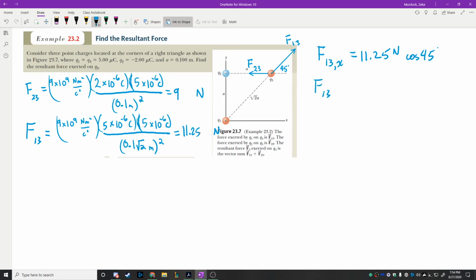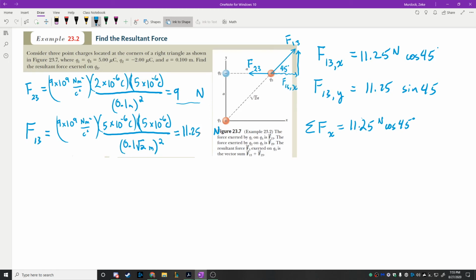So F13y, I'll write it like this. This would be 11.25 sine 45. And then this one only points in the x direction. So if I add up all the forces acting in the x direction on my object, what I'm going to get is 11.25 times the cosine of 45. That's going to point, there's going to be a component this way, right? And there's going to be another component this way. This is F13x.